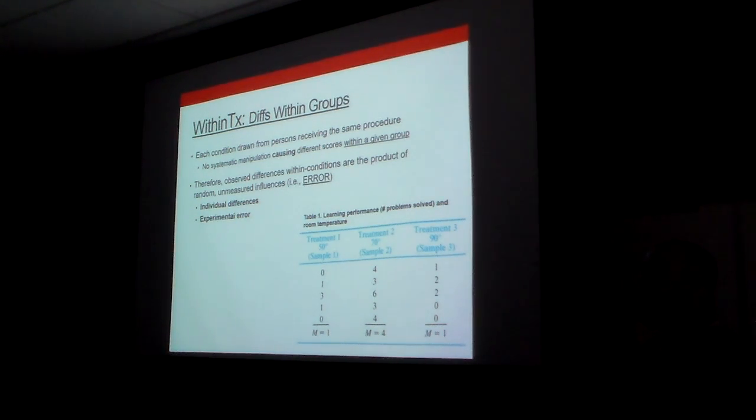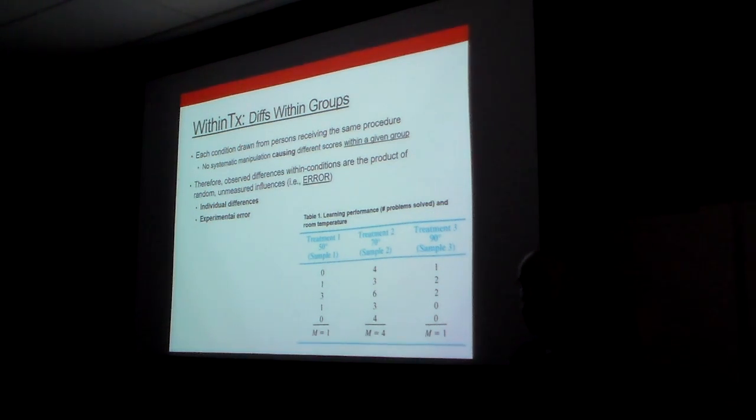Within treatments variance is going to involve our differences within groups. If I'm thinking that the only thing that's going to drive differences in performance is the room temperature, which is a simplistic model but the model I'm working with, then everybody in this group is getting everything identical. There are no differences in what these people are getting, no differences in these people, and no differences in these people.